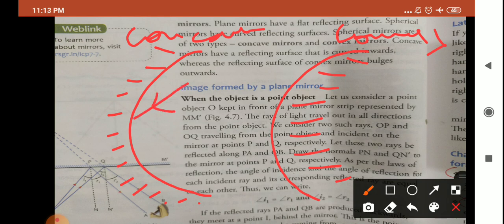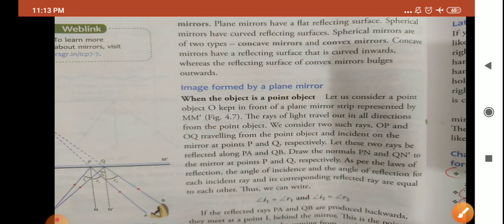In a concave mirror, since the outer bulging side is coated, the inner side acts as the reflecting surface. If the rays go like this, they will reflect like this. Whereas in a convex mirror, the outer bulging side acts as the reflecting surface. So if the ray of light is incident like this, it will reflect like this. I hope this point was clear to you, children.